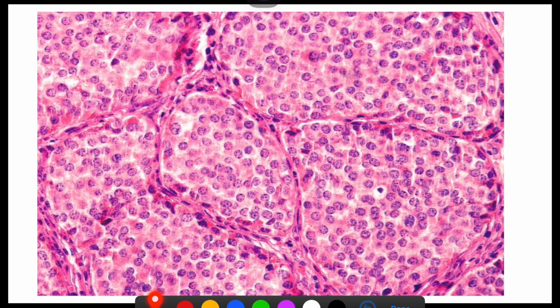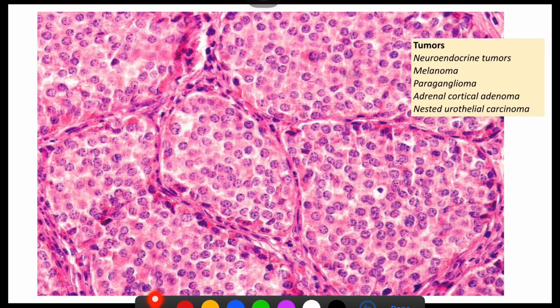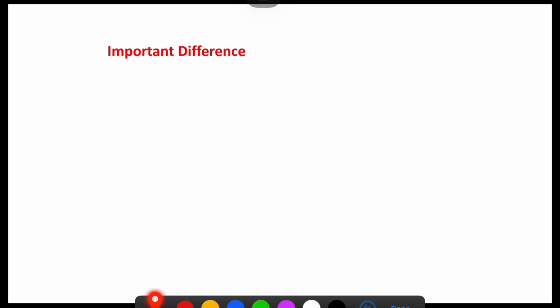Here also you can identify these are the nests, having connective tissue in between the nests. So, the tumors showing nesting pattern are neuroendocrine tumors, melanoma, paraganglioma, adrenal cortical adenoma and nested urothelial carcinoma.